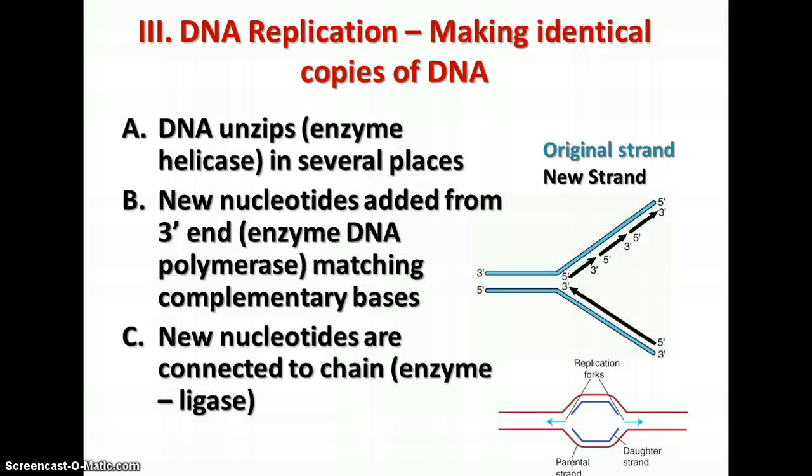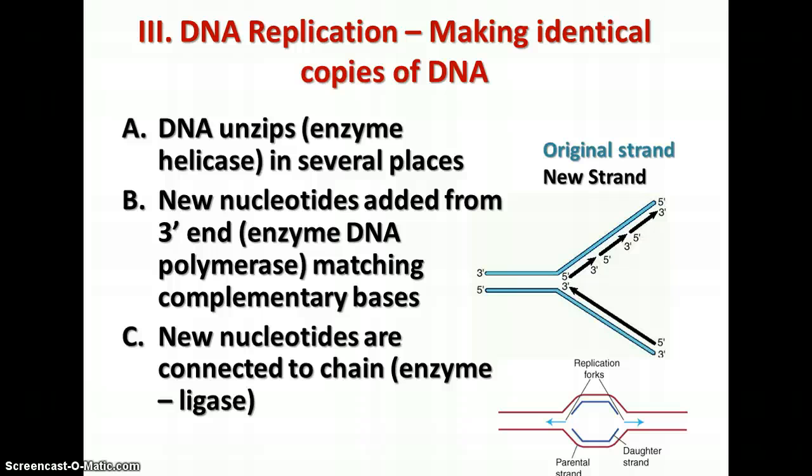Okay, so DNA replication is the process of making identical copies of DNA. This happens when the cell is getting ready to divide and it needs to replicate the chromosome. So in order to make a copy, of course, the DNA molecule has to unwind. It's sort of like a zipper that just unzips. There's an enzyme called helicase that takes care of this unwinding process.